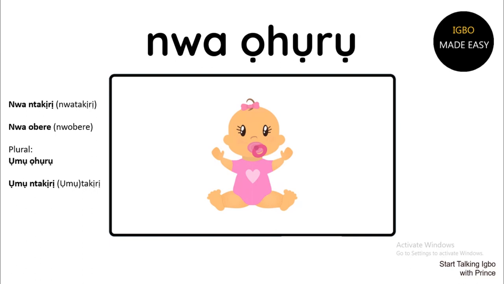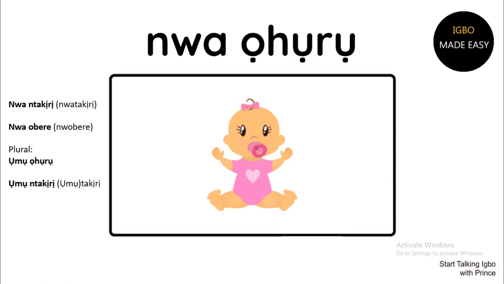Another thing you can call a baby in Igbo is nwa obere. But because of native contraction, you will hear nwa obere. So this nwatakịrị and nwa obere doesn't exactly mean baby. It covers baby, but it means child, and it also means kid. The root word for child is nwa. Obere signifies that it's small. Ntakịrị signifies also that it is little.